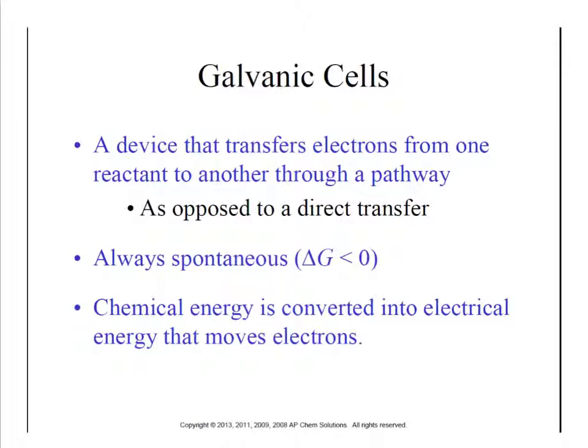But it's a device that transfers electrons from one reactant to another through a pathway. So rather than just dropping the 2 reactants together, we put a little pathway between them so the electrons have to flow from one object to the other, and then we can capture that electrical energy. Now, all of these reactions are always spontaneous, which means that delta G is going to be less than 0, a negative number, so that means electrons will flow from one object to the other.